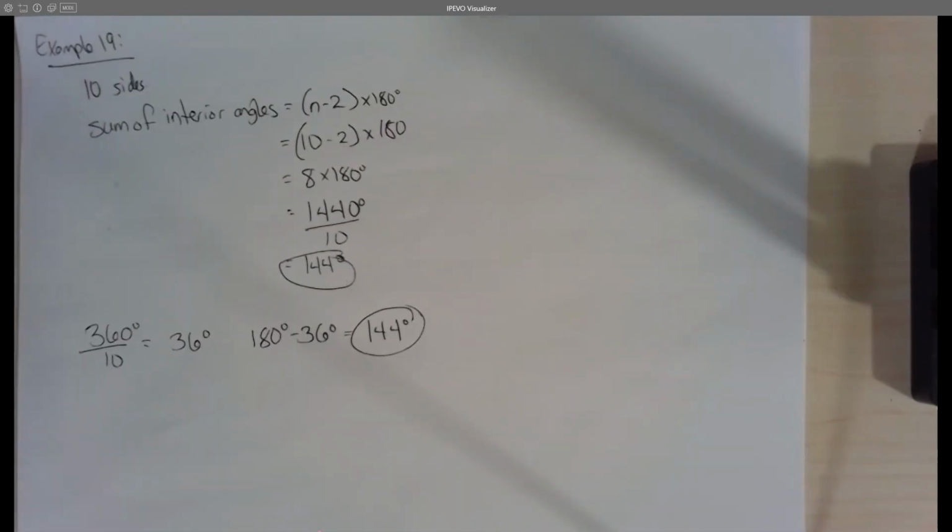You can kind of think of this as a method 1 and a method 2. There are two different ways to solve for the interior angles of that particular regular decagon. So that's example 19. Now let's go to example 20.